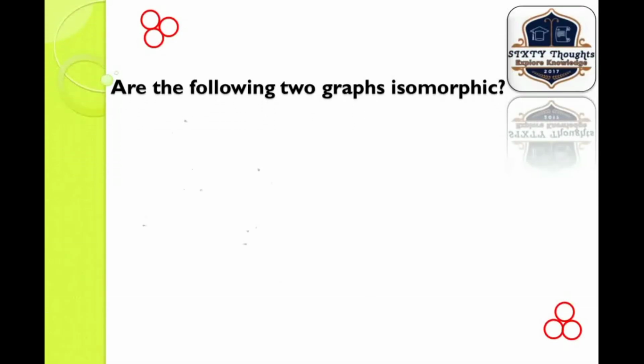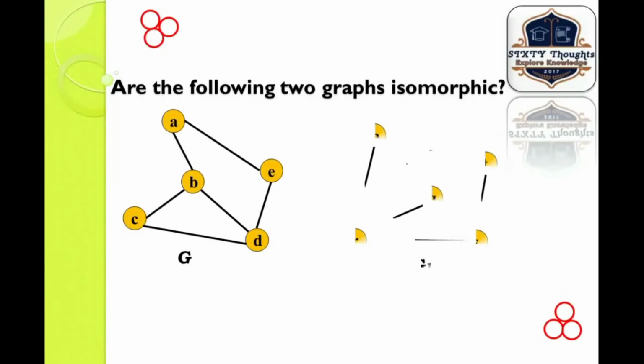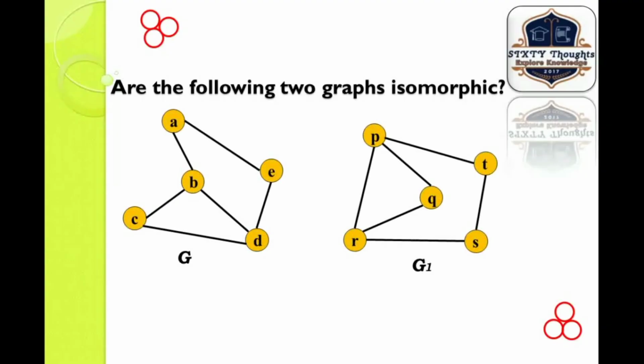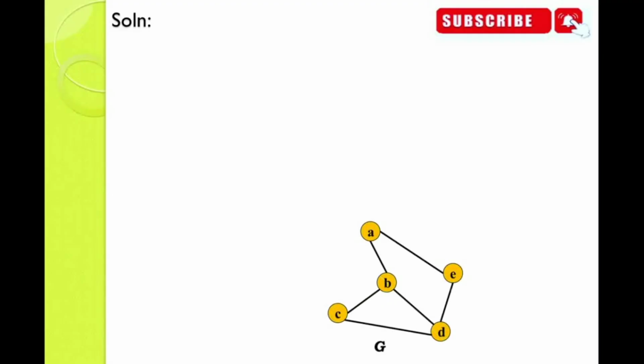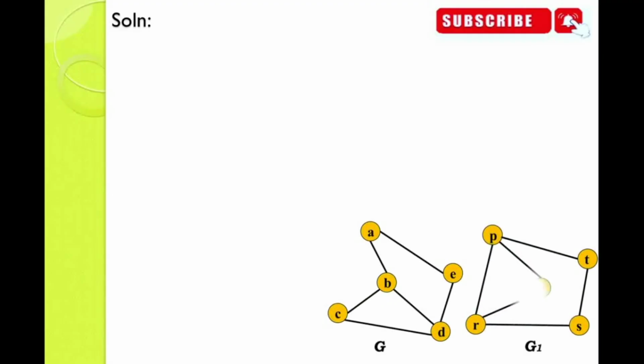Today we are going to discuss one interesting topic. Verify whether the following two graphs G and G1 are isomorphic or not. Okay, now we verify whether the given graphs G and G1 are isomorphic or not. So what is given? These two graphs are given. We have to verify whether these two graphs are isomorphic or not by using the isomorphism conditions.